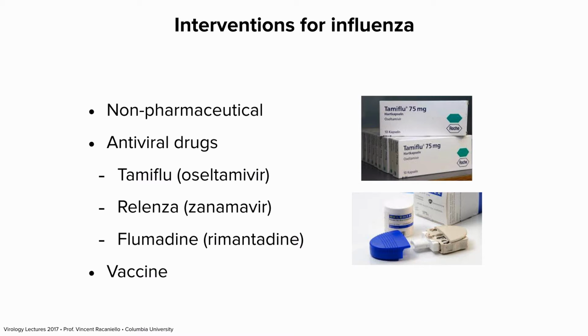Here's Tamiflu here. This is a capsule that you take orally. Relenza or zanamivir is an inhaled antiviral. Not everyone can deal with this, especially if you have asthma. You inhale something, it will trigger an asthma attack, so it's not for everyone. They're both neuraminidase inhibitors. And we have vaccines. We have lots of vaccines against influenza viruses, and we will talk about those in some detail in the vaccine lecture.